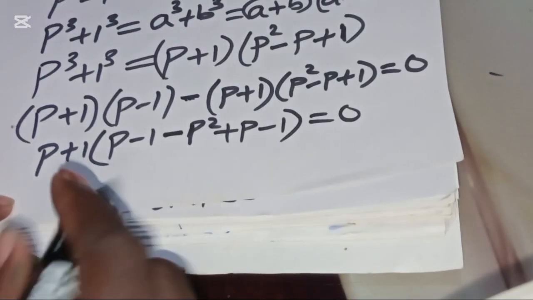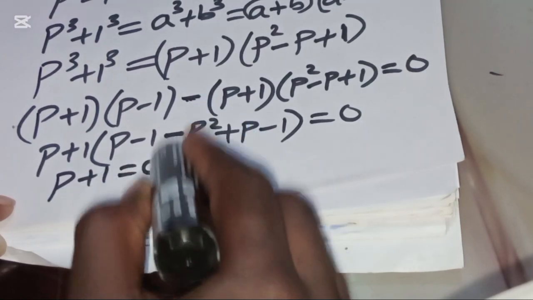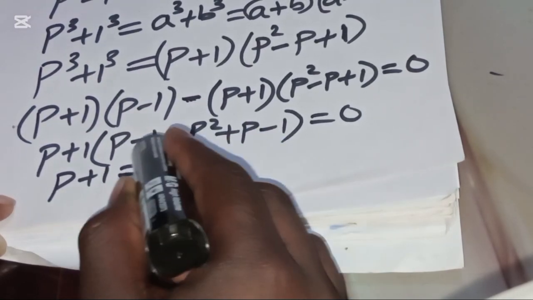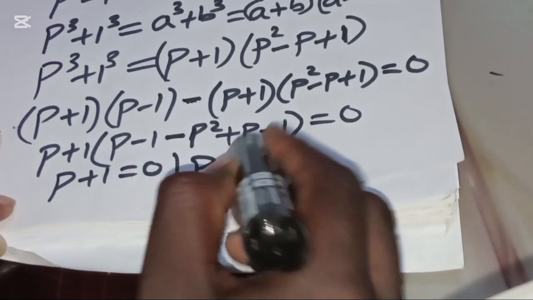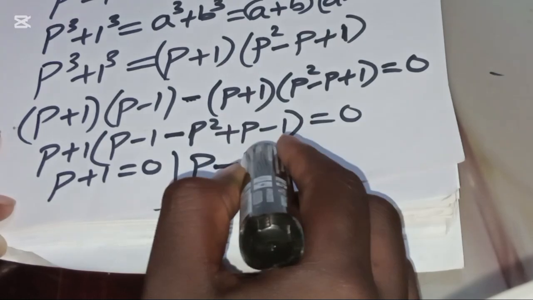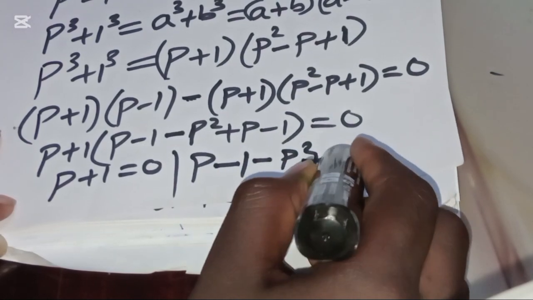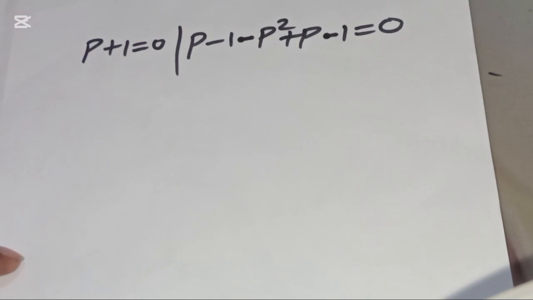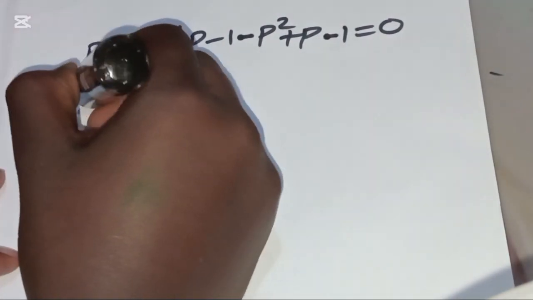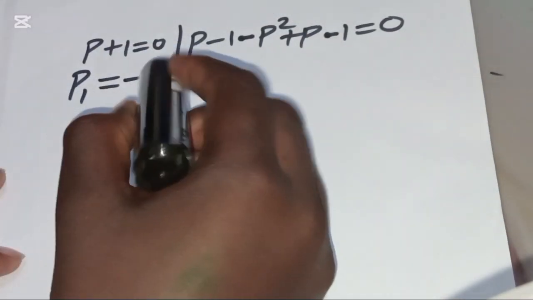Now we have two parts here. The first part is p plus 1, this is equal to 0. And the second part is p subtract 1, subtract p squared plus p subtract 1, this is equal to 0. Now from the first part, we have that p plus 1 is equal to 0. So that means the first value of p, I can call this one p1, this is equal to -1. Okay, and this is a real root.